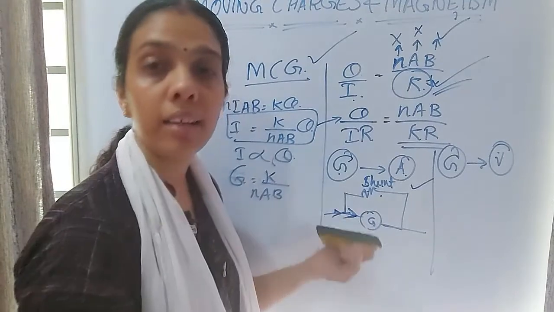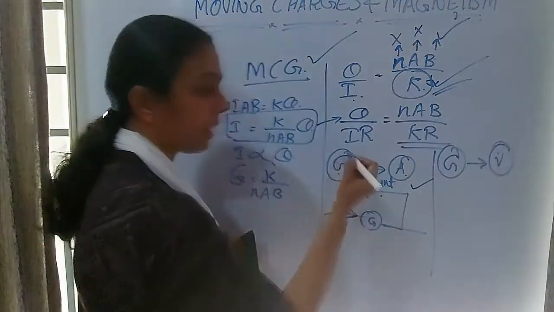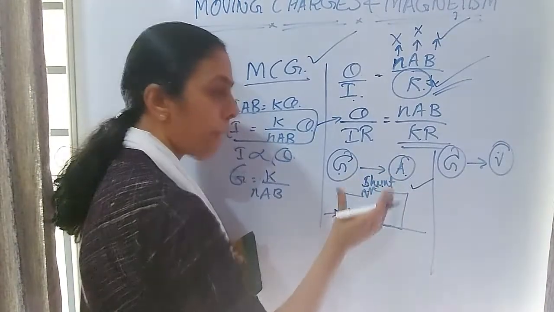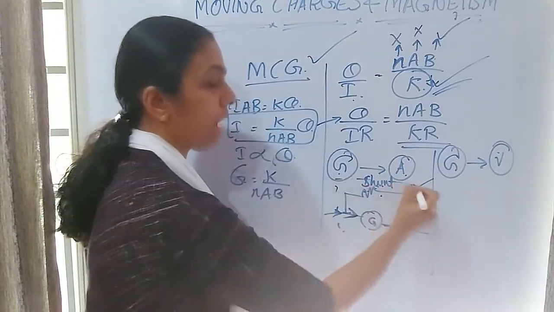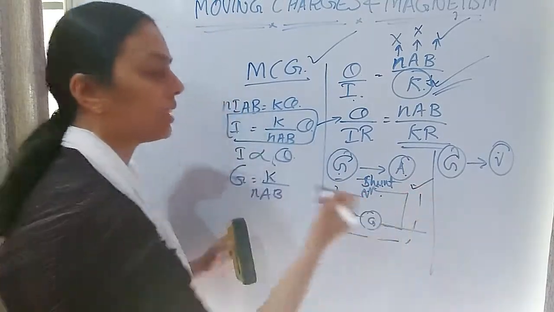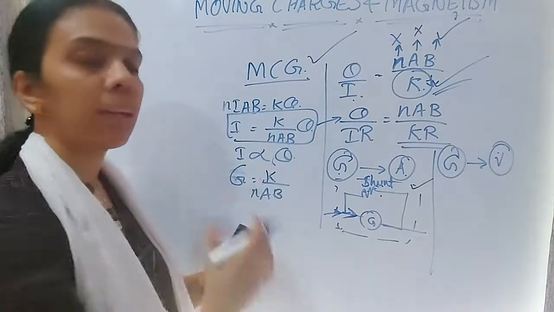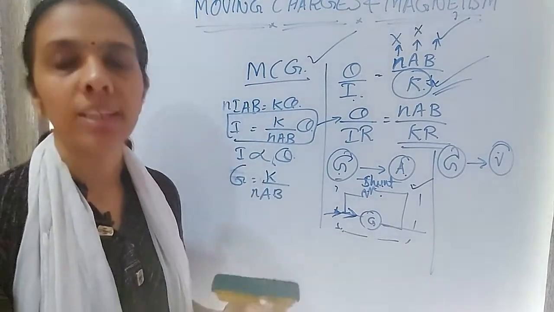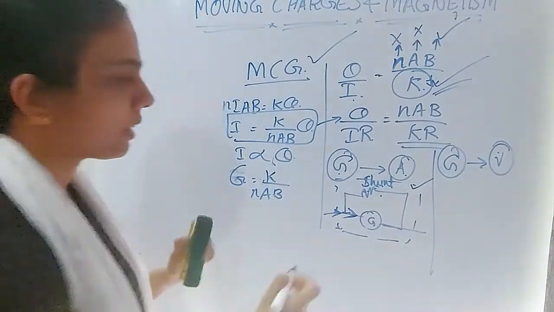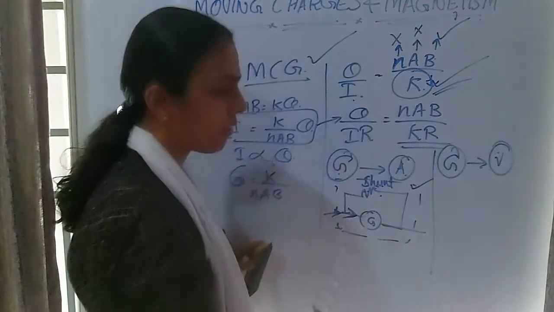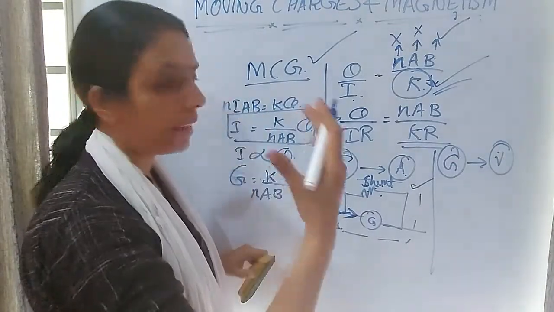So we can increase the current sensitivity, or we can measure the current, using this galvanometer in parallel with a shunt resistance instead of using an ammeter. The shunt resistance will be of very small value. Okay, clear? So this is how we can convert a galvanometer to an ammeter.